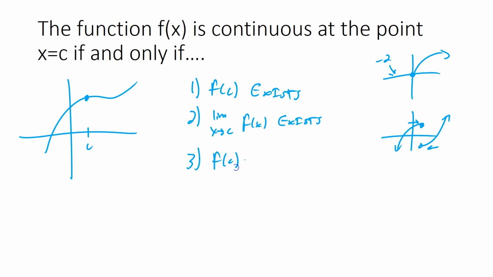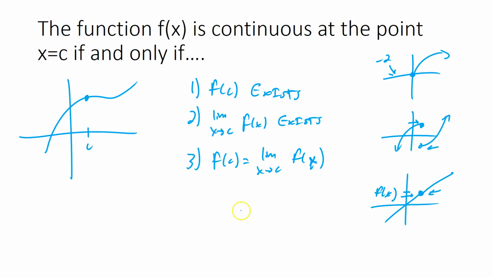So f of c must be equal to the limit as x approaches c of f of x, right? Because it's possible that 1 and 2 are both true, but we have a removable discontinuity. It's possible you have a hole and then the function is somewhere else. This basically says the hole must be filled in. It has to be exactly at the point. So the left side and right side limits have to be exactly the same as the actual function value. Okay, so the function value has to be the same as the limits.